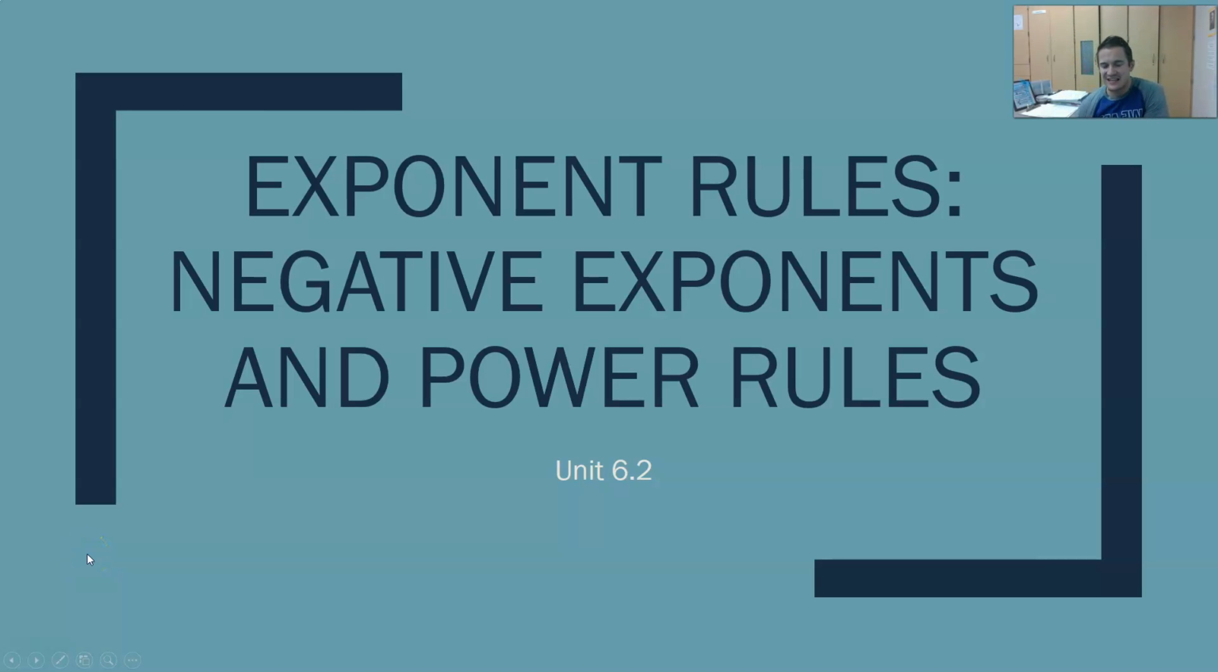We're in Unit 6 talking about properties of exponents, different expressions that have exponents in them. We talked about the product and the quotient rules, when I'm multiplying exponents with the same base, dividing exponents with the same base. Today we're going to talk about negative exponents and the power rule.